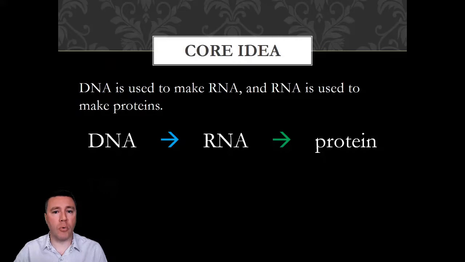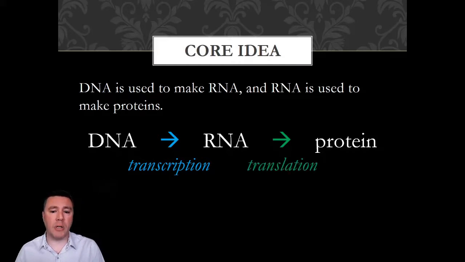That blue arrow represents the first step in the process called transcription. The green arrow represents a second step in the process called translation. So what we're now going to do is we're going to take a look at the transcription process first by going through the steps that are involved. Then we'll watch a short animation on how transcription works. So let's move right into that.